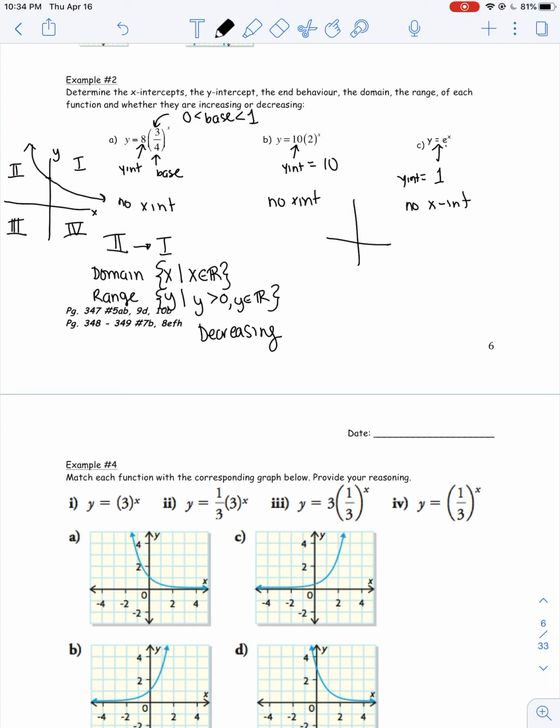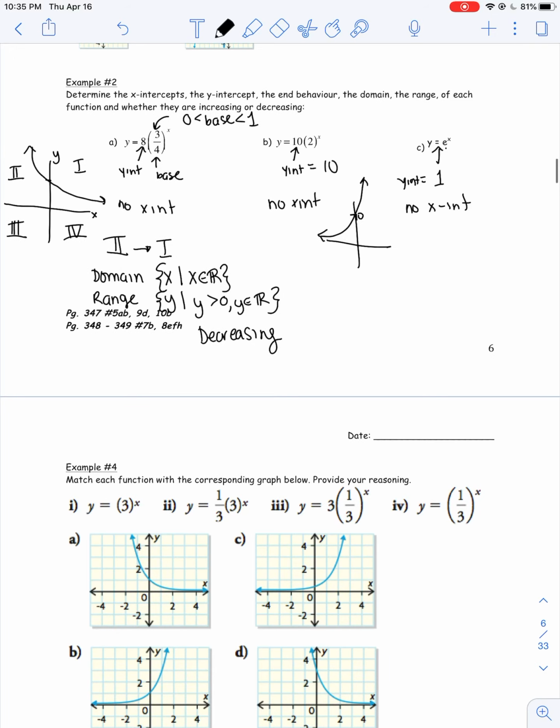So I know that the value is going to go through 10. You should always have arrows on either side to show that it continues forever left and forever right. So the end behavior is still going from quadrant 2 to quadrant 1. That's not going to change. So it's going from quadrant 2 to quadrant 1.